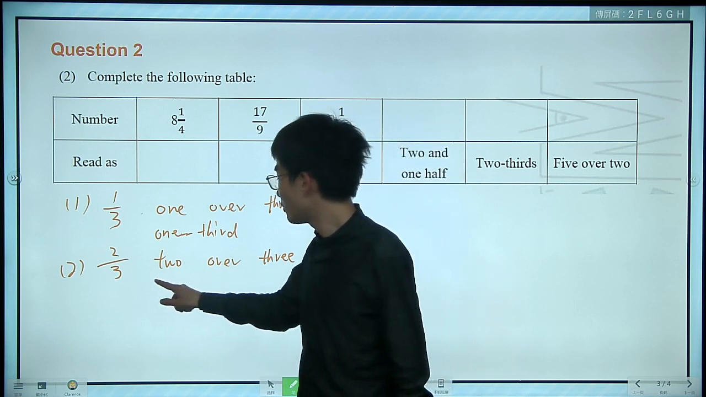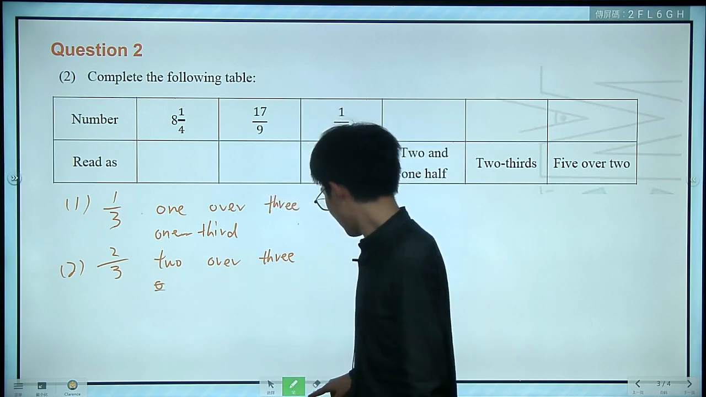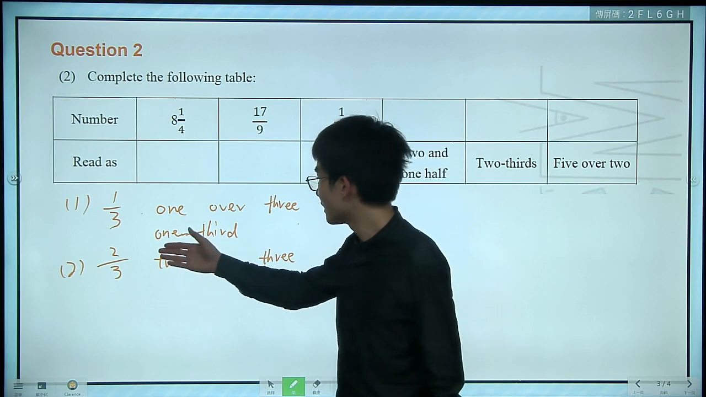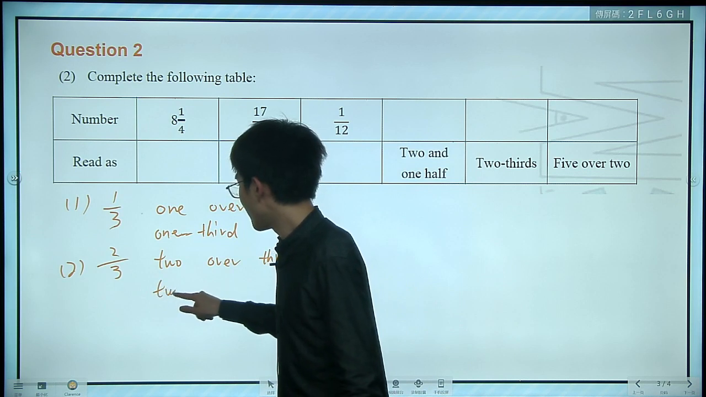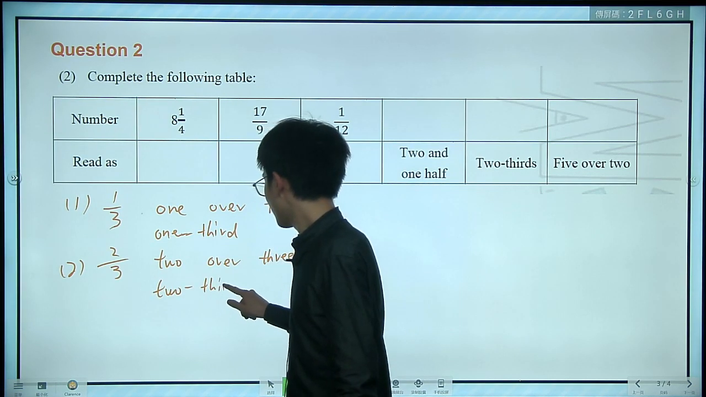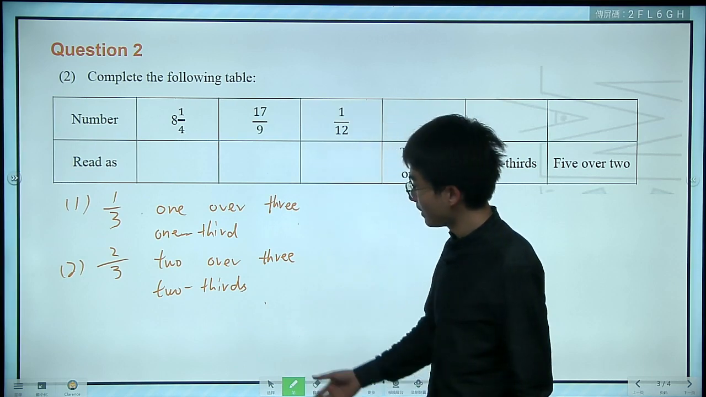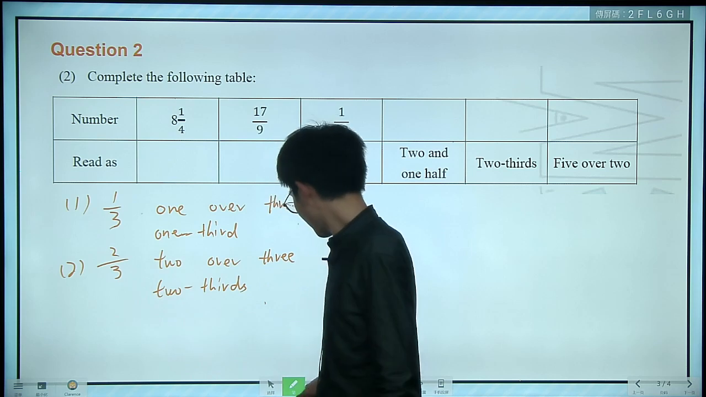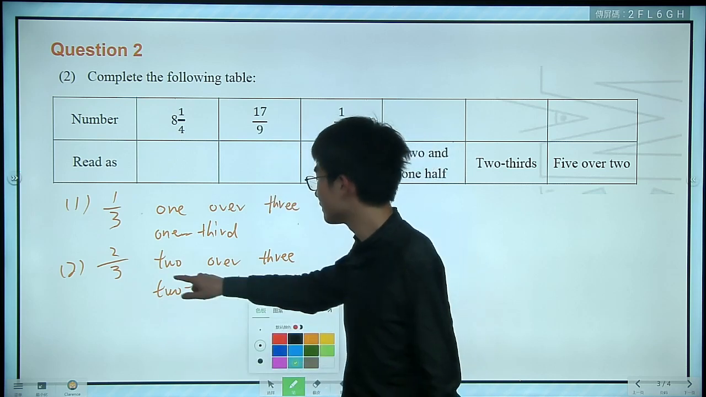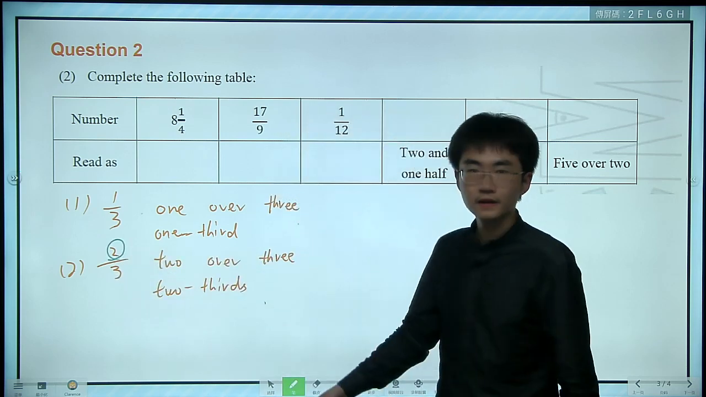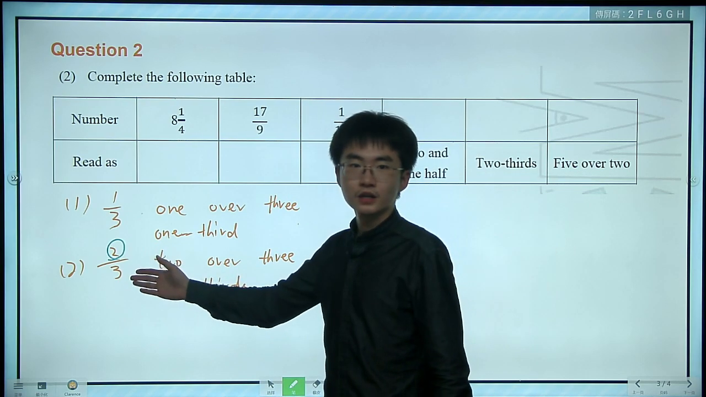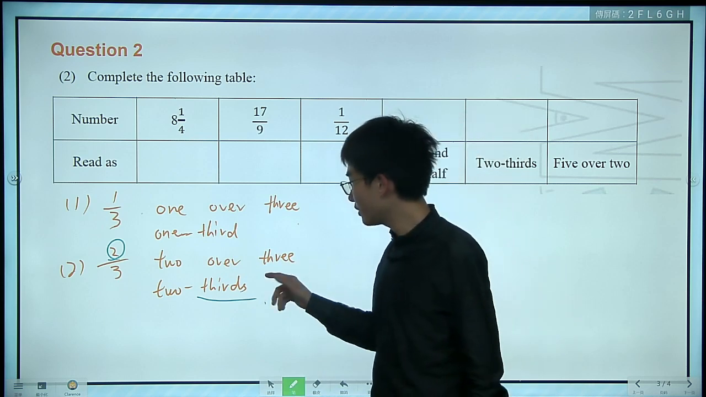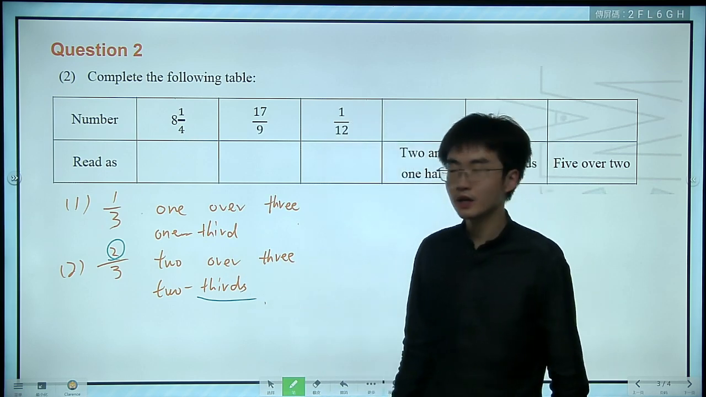But if you want to write it like this, it will be 2/3, okay? It will be 2/3 because if this part, the numerator, is not 1, the denominator will be in the plural form, okay? You need to put an S here. You will change it to the plural form.